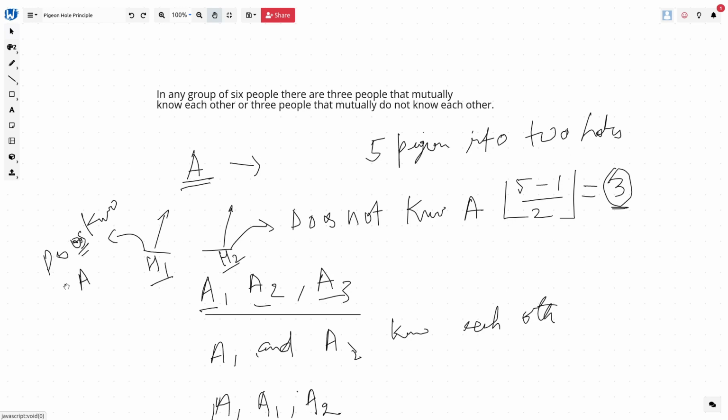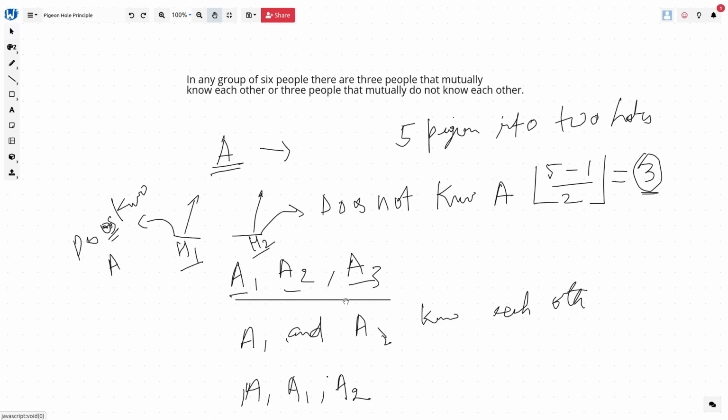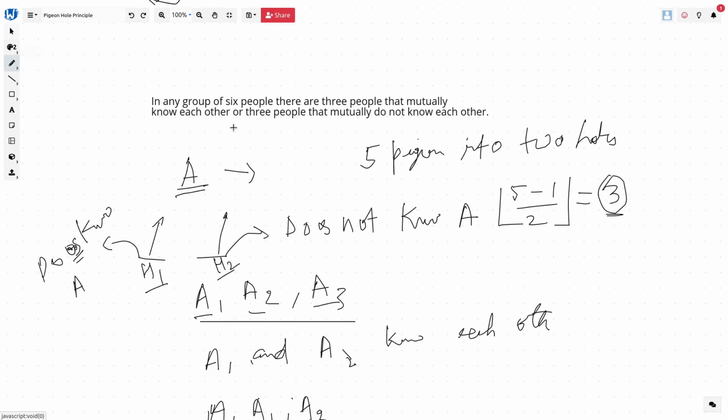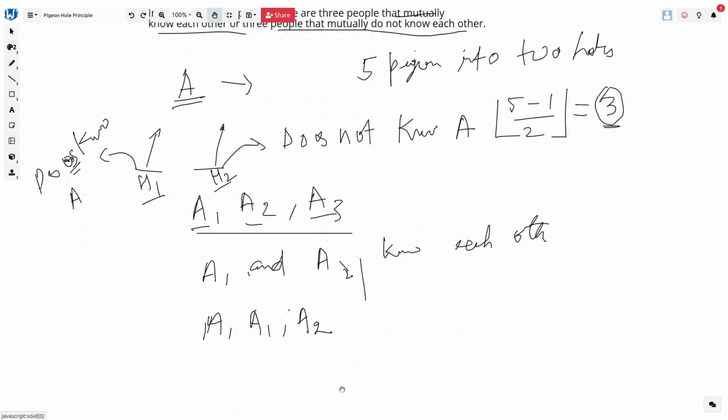Now I'll prove this in the case that A1, A2, A3 fall in H1, right? If they don't know each other mutually, as in the first case we discussed, then we get three people who don't know each other. Now suppose A1 and A2 know each other, but A1 knows A as well and A2 also knows A as well. Then there will be three people who mutually know each other, and these three people will be nothing but A, A1 and A2. So we are able to prove that there are at least three people who mutually know each other, or three people who mutually don't know each other.